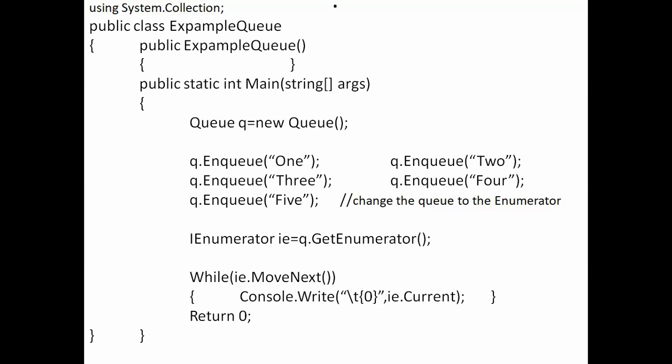So q.GetEnumerator. This is the function by which we can access the data from the queue. So q is the object of this Queue class, and q.GetEnumerator will access all the data from the queue, and its object is IE. So q is a class object and GetEnumerator is a function of the Queue class.